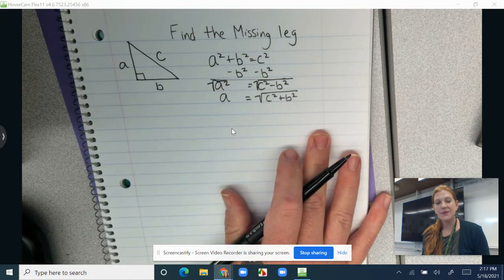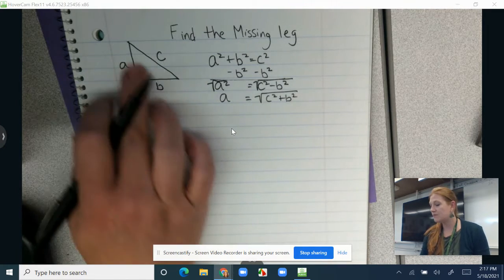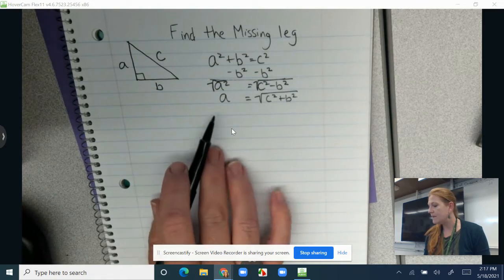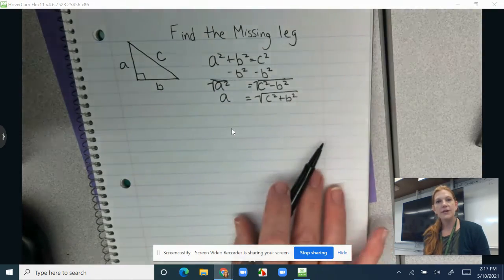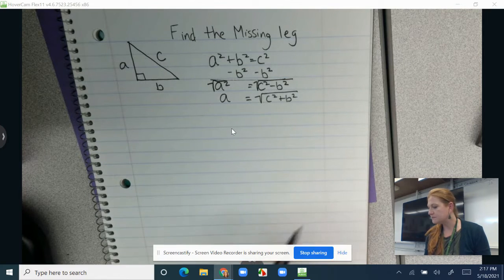This is actually something we're going to learn next year, and it's the distance formula. We're going to use this to find the distance because remember, we're all looking for distances here. This is how we're going to do it, but let's actually do some examples, and I think it will be a little bit easier for us.